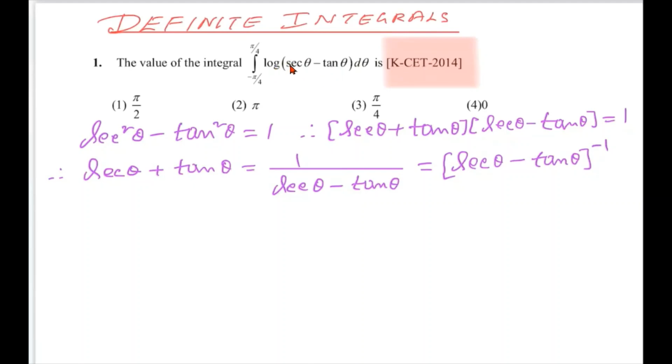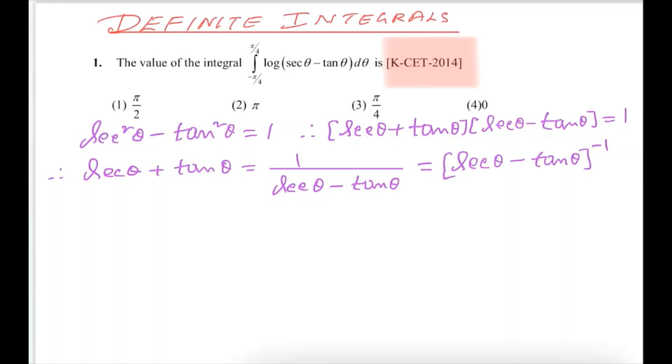So before we take up that, we know the identity 1 plus tan square theta is secant square theta. So we can write it as secant square theta minus tan square theta is 1. So factorizing, you get secant theta plus tan theta into secant theta minus tan theta equal to 1. So we can write secant theta plus tan theta as 1 upon secant theta minus tan theta, which is secant theta minus tan theta whole power minus 1.